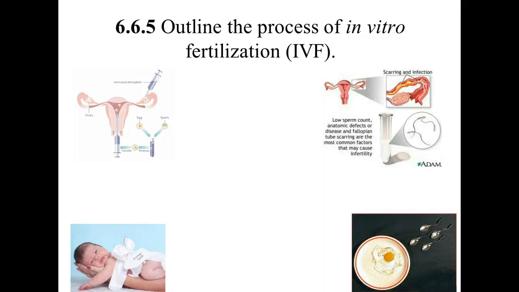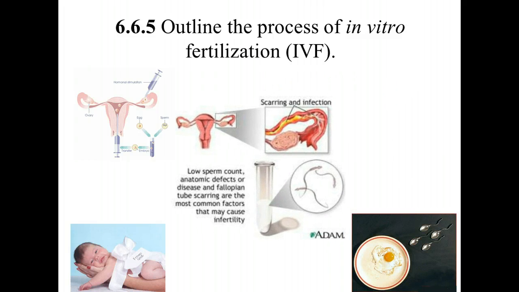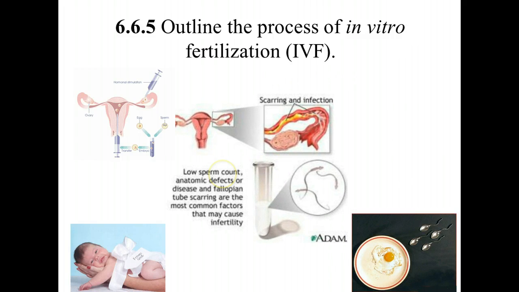All right, so we've got to talk about IVF, which is a little bit of a separate idea, but it is related to the reproductive system. So the reasons that one may consider having IVF or in vitro fertilization, which sometimes is known in the media as test tube babies, are if a dad has a low sperm count, there are anatomical defects, or disease or scarring in the fallopian tube, then one may elect to go through in vitro fertilization.